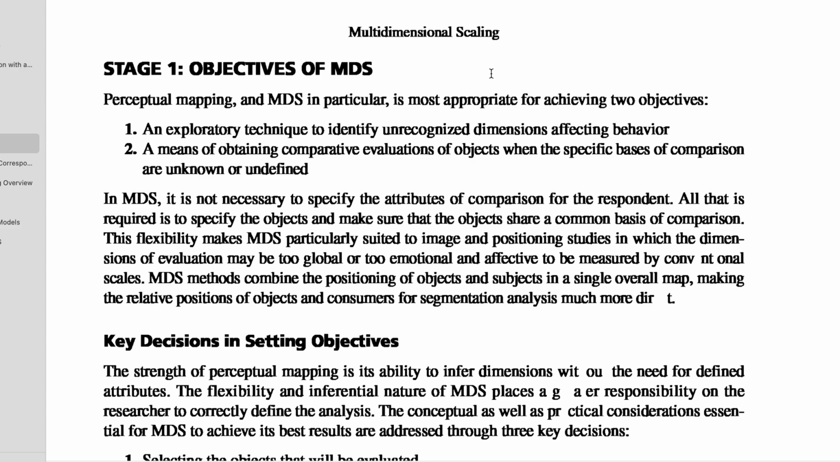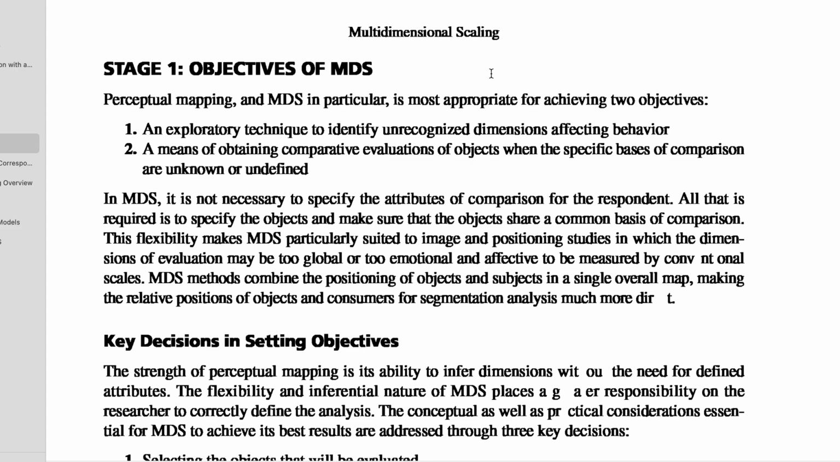Perceptual mapping, and multidimensional scaling in particular, is most appropriate for achieving two objectives. Number 1, an exploratory technique to identify unrecognized dimensions affecting behavior. Second, a means of obtaining comparative evaluation of objects when the specific bases of comparison are unknown or undefined. In multidimensional scaling, it is not necessary to specify the attributes of the comparison for the respondent. All that is required is to specify the objects and make sure that the objects share a common basis of comparison.